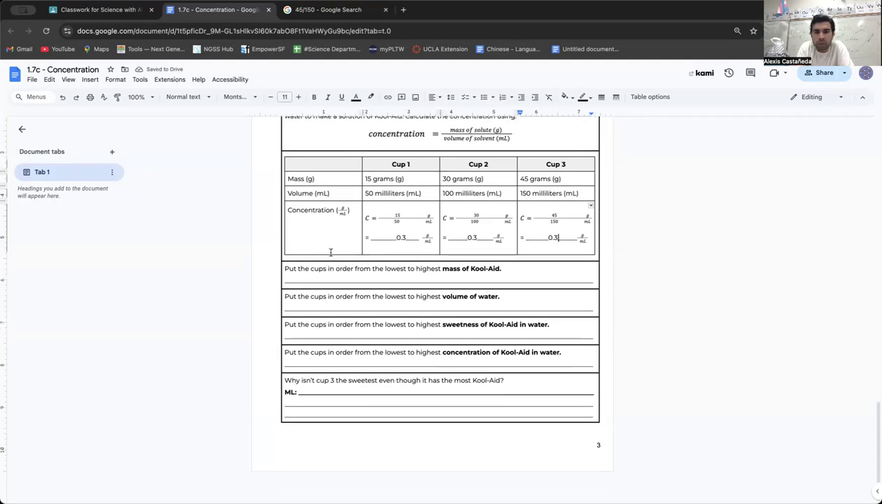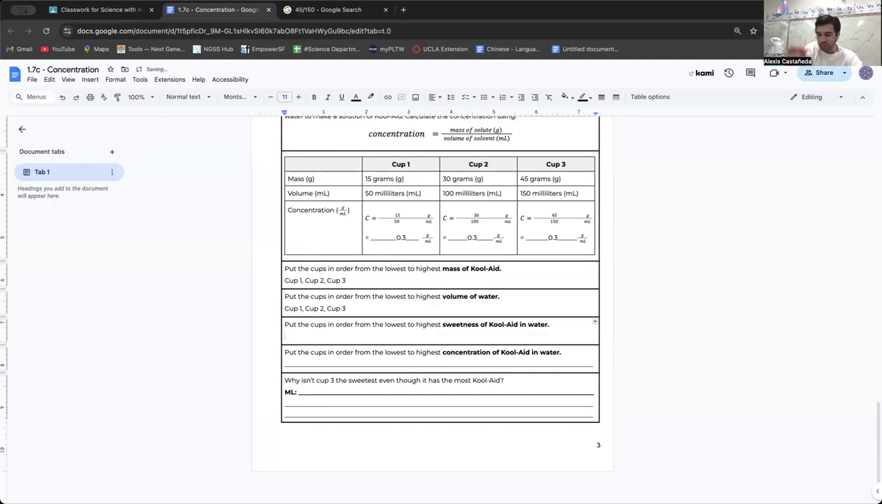Okay, so put these in order from the lowest to highest mass of Kool-Aid. The one that has the lowest mass is cup 1. Cup 2 has the second most, and then cup 3 has the highest mass. What about for water? It's the same thing here. Cup 1 has the least amount of water, cup 2 has the second, and then cup 3 has the highest volume of water.